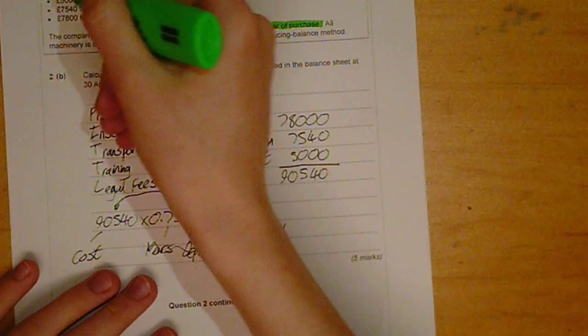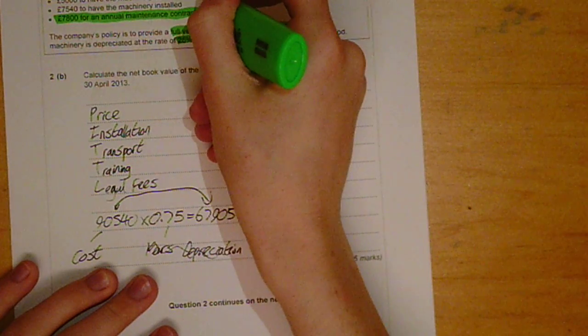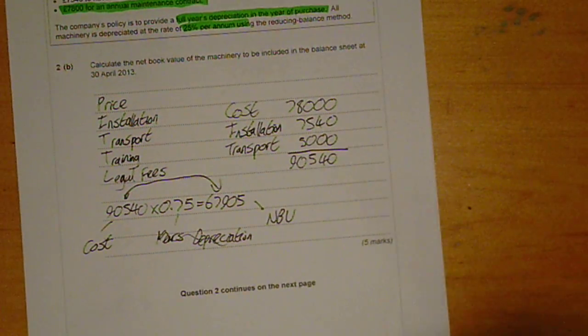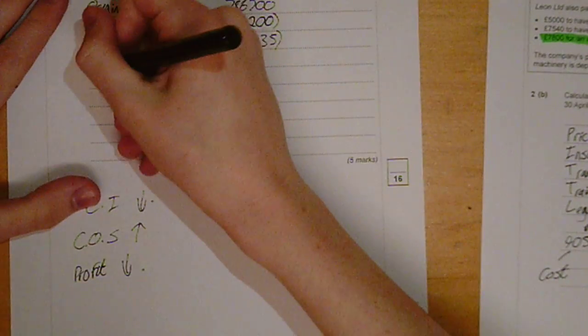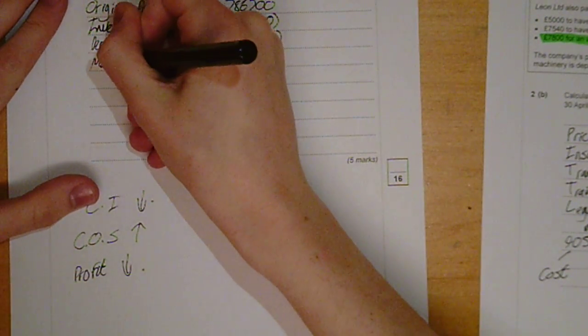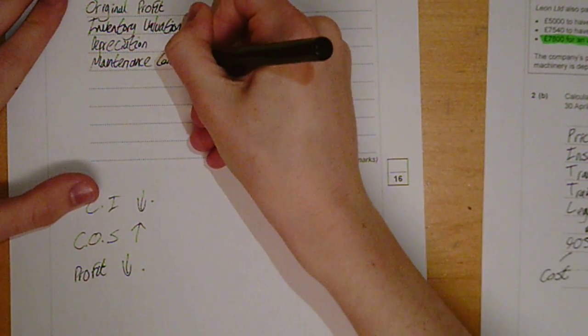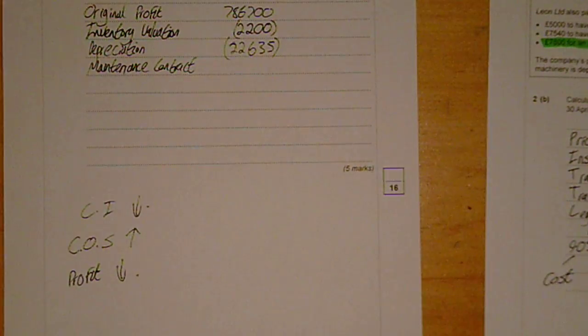Well, it's the annual maintenance contract. So let's just put our title in for that: maintenance contract. Okay, but it's not as simple as putting 7,800 in.